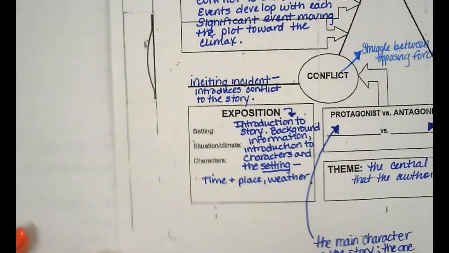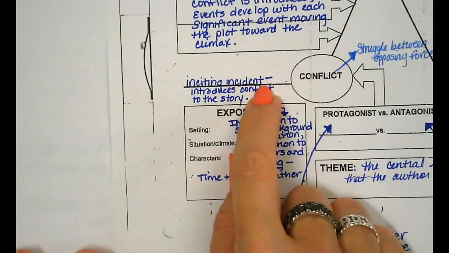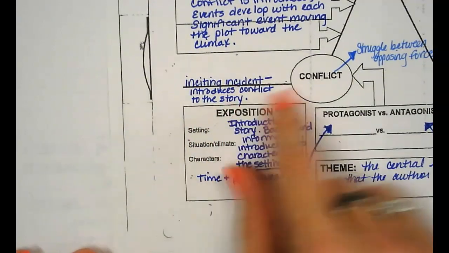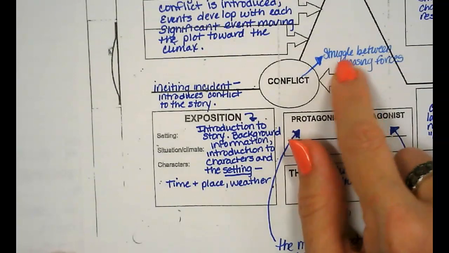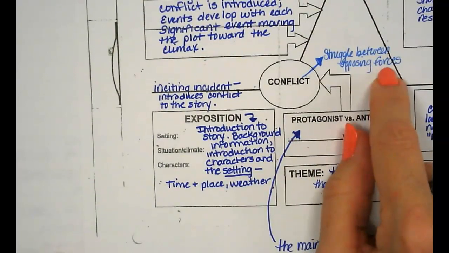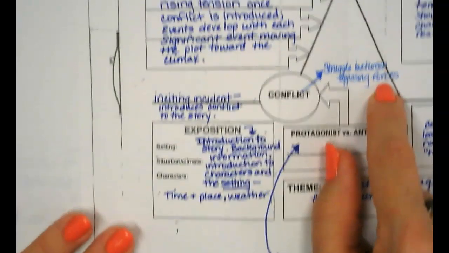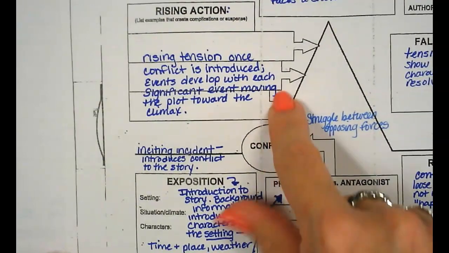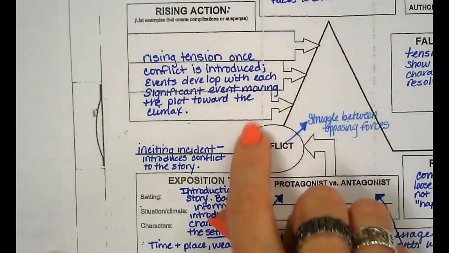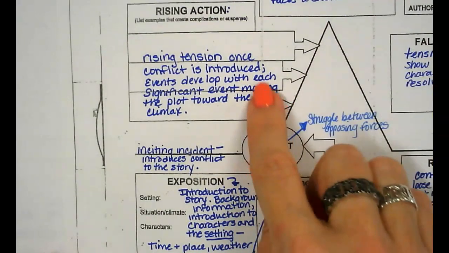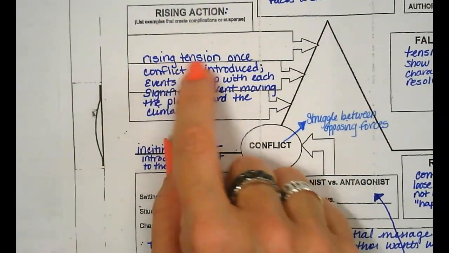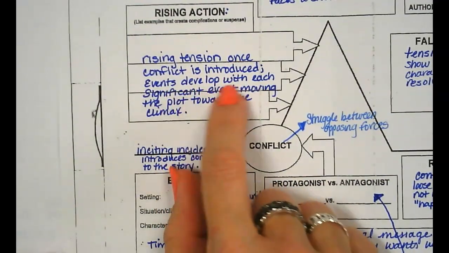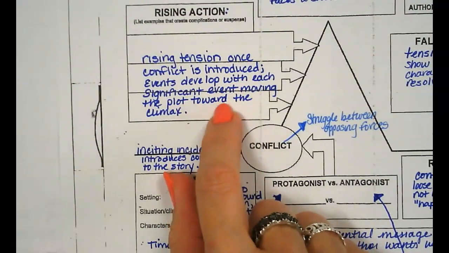All right, the inciting incident, I had to write that here on the line, introduces conflict into the story. And conflict is defined as the struggle between opposing forces. Once we have the conflict introduced, we've been introduced to our characters, we have the rising action of the story. And these are all significant events. This is where the tension is rising. Once the conflict is introduced, events develop with each significant event moving the plot toward the climax.